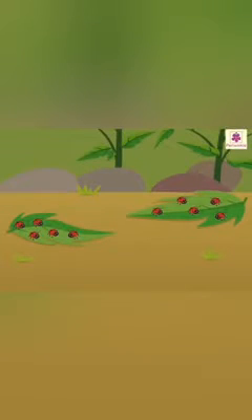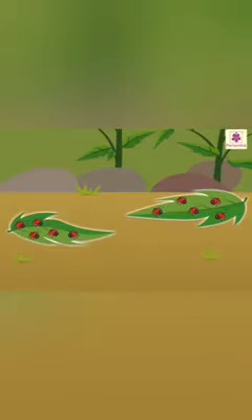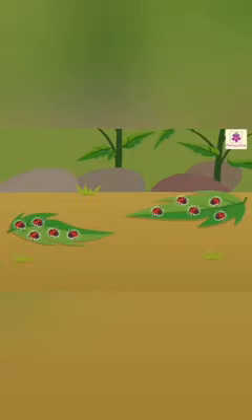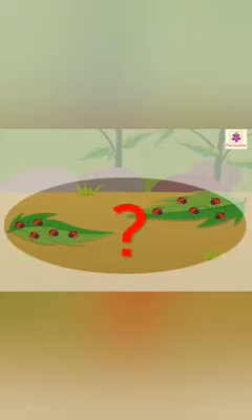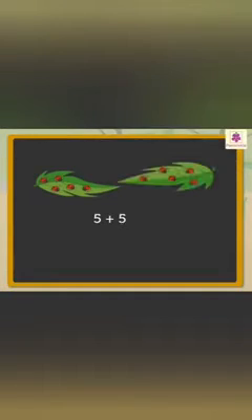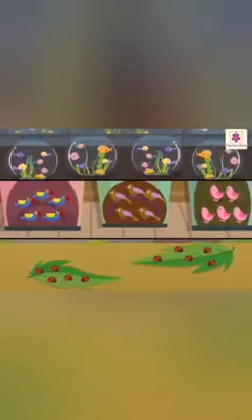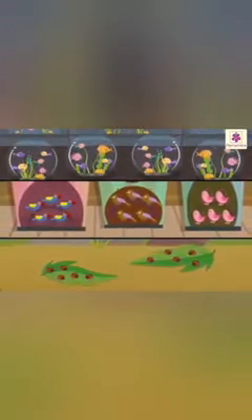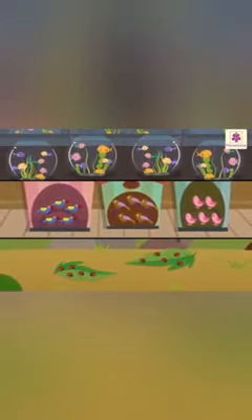Let us look at one more example. There are 2 leaves. There are 5 ladybirds on each leaf. How many ladybirds are there in all? Here, by adding, we get 5 plus 5 is equal to 10. And by multiplying, we get 5 multiplied by 2 is 10. Hence, there are 10 ladybirds in all. Hope it was fun to learn the concept of multiplication with the fish, birds, and the ladybirds.